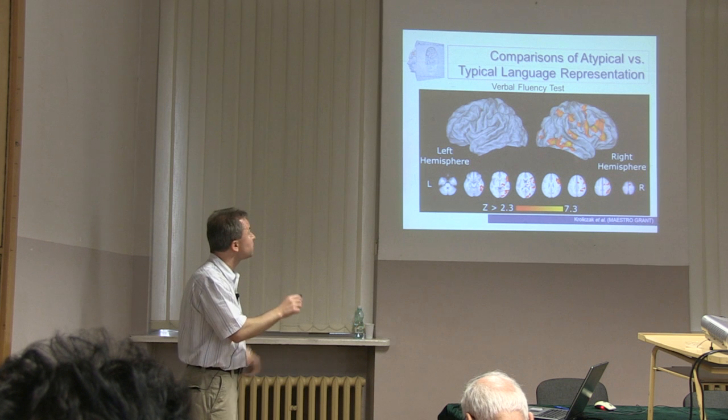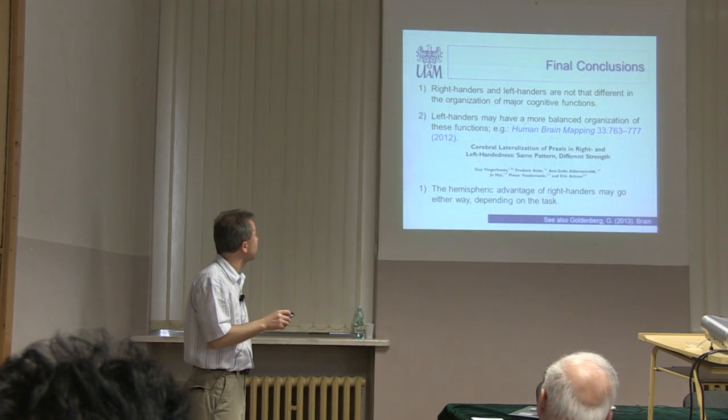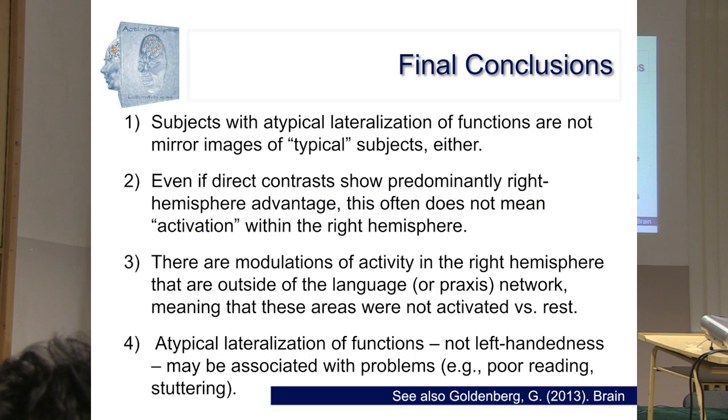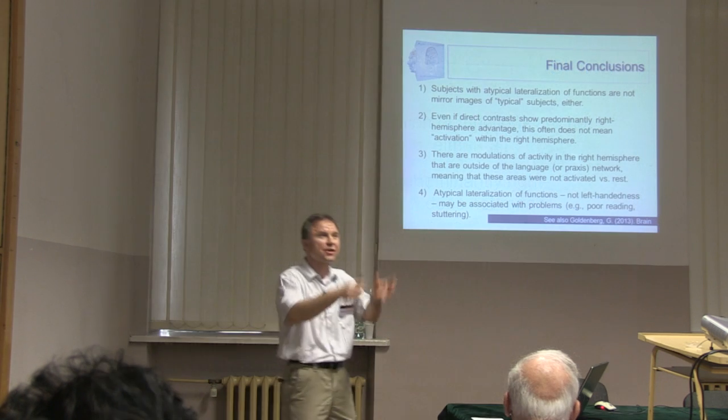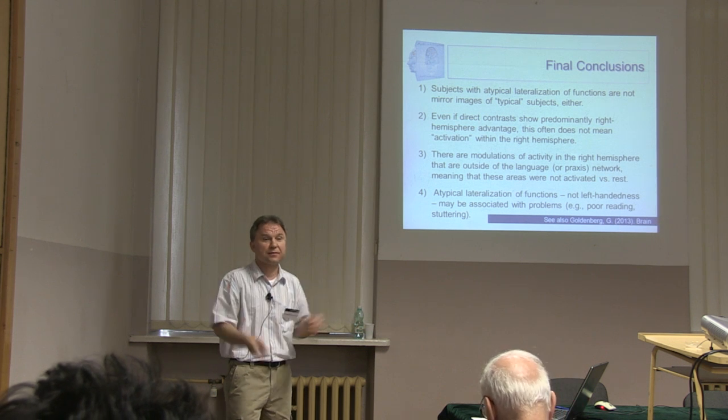Yeah, I'm concluding. So, guys, my take-home message would be that right-handers and left-handers are not that different. It's true that left-handers may have a more balanced organization of functions, but the most important thing is that it is subjects with atypical lateralization of functions that may be interesting, and they can be right or left-handers. It's not left-handedness that can be easily linked to problems with reading, stuttering, but atypical organization of functions.